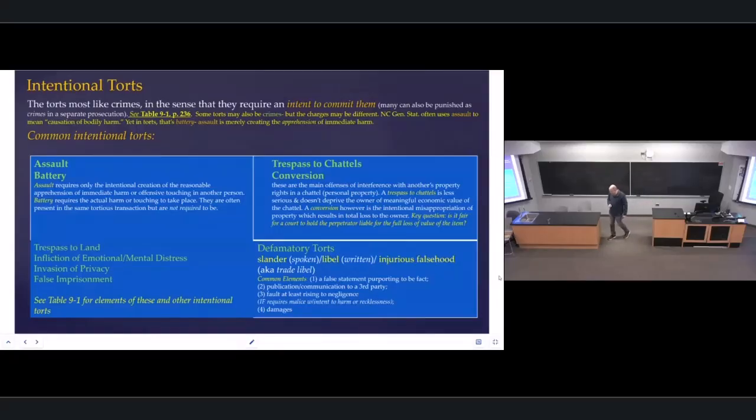Brain question, not a top hat question. I gave you an example of an assault without a battery. Can you have a battery without an assault? Yes. How? Why? What? They hit you before you know they're going to hit you. He never saw it coming.